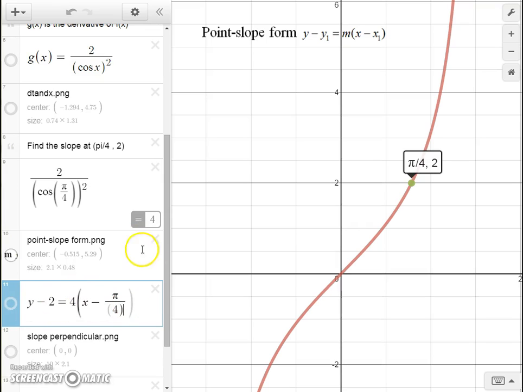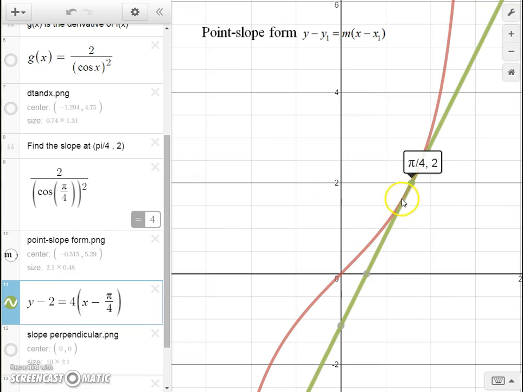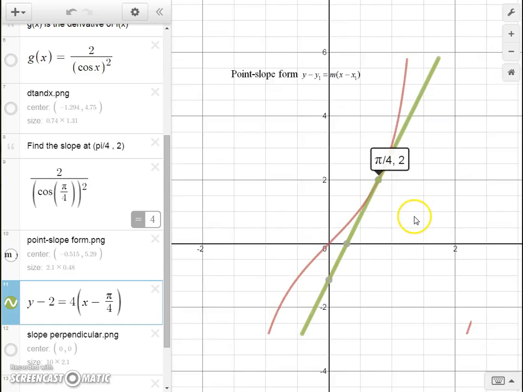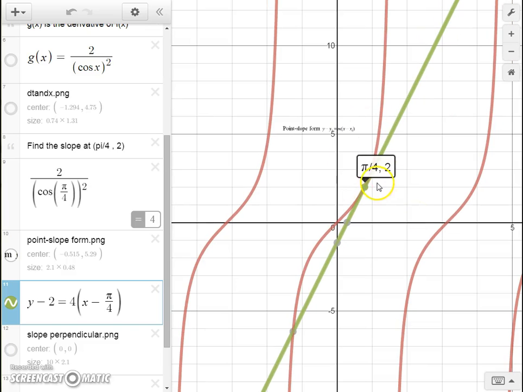There you go. See that? The green line is the tangent line. If I zoom out a little bit, you can see that my green line touches that point once. Even though it touches the tangent graph again over here, that's not really a tangent. This line is only a tangent line at the point pi over 4, 2. Over there, that's not a tangent at that point.